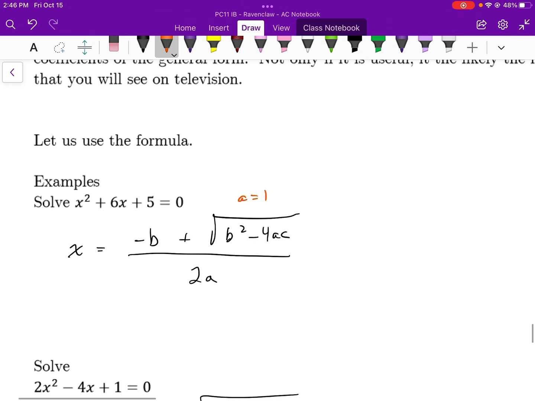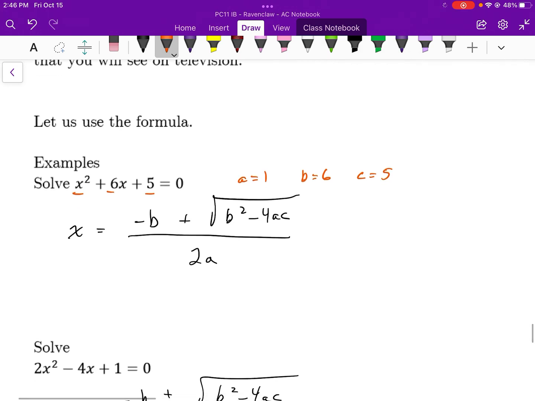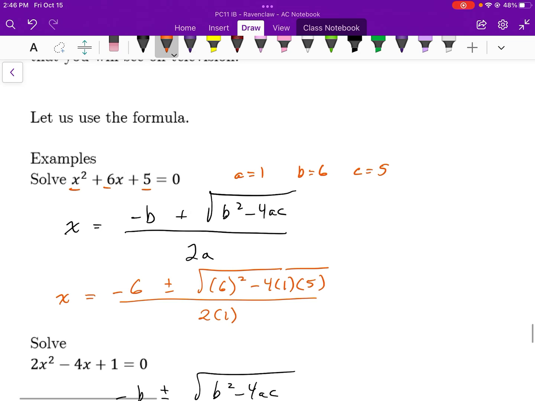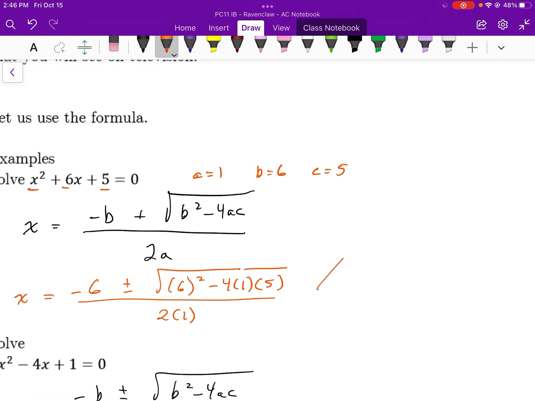To me, one of the most important things is just simply writing down your coefficients of a, b, and c. A is equal to 1, b is equal to 6, c is equal to 5. So if I just plug into this formula, x is equal to negative 6 plus or minus the square root of 6 squared minus 4ac, divided by 2 times 1, 2a. And I'm just going to go up here and maybe try to simplify this.